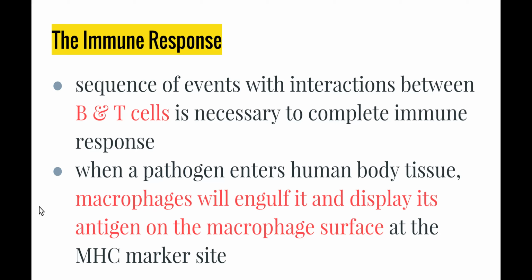in the process of phagocytosis and display the antigen on their surface. The surface where the antigen is displayed is known as the MHC marker site, or the major histocompatibility site. This represents proteins produced by humans, which we know are identified as self, and proteins produced by other organisms, which are foreign or non-self.